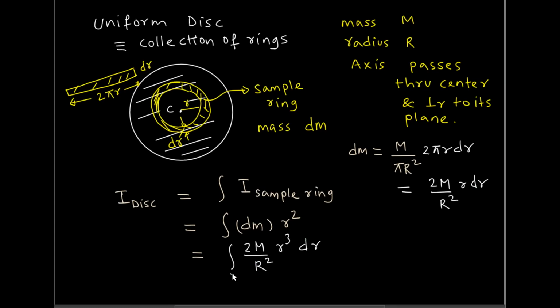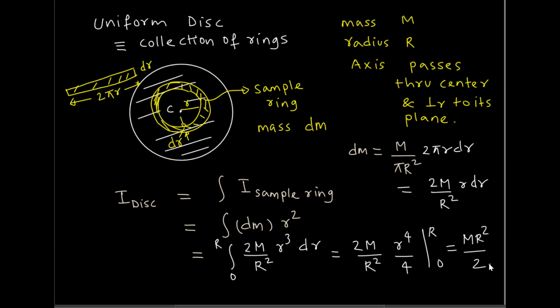And then you integrate from 0 to R. So I'll pull this 2 capital M by R square out, and then this would become r to the power 4 by 4, integrated from 0 to R. So you see, this will be R to the power 4 by 4. So you'll end up having M R square by 2.